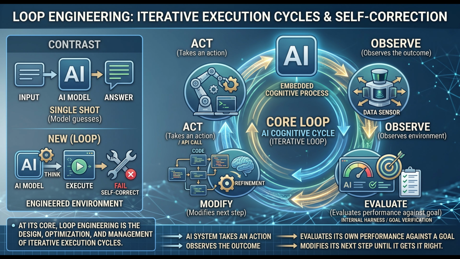Think about how you write code. You don't just write 200 lines of code in one go in Notepad, run it once, and expect it to work perfectly. No, you write a bit, you run it, you look at the terminal error, you tweak a line, and you run it again. You live in a development loop. Loop engineering is about giving that exact same superpower to AI agents.